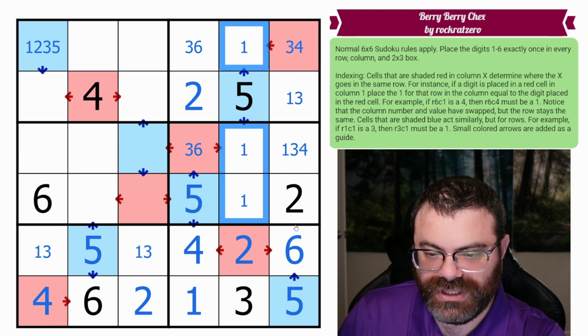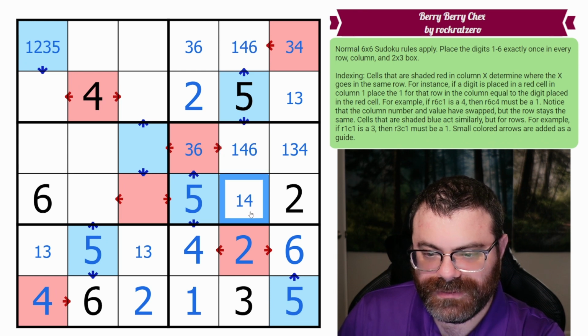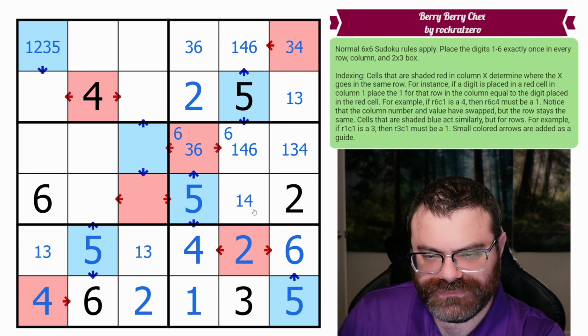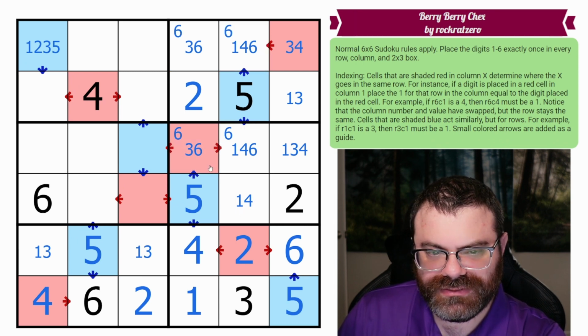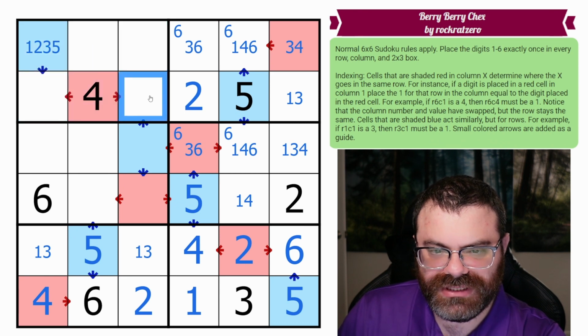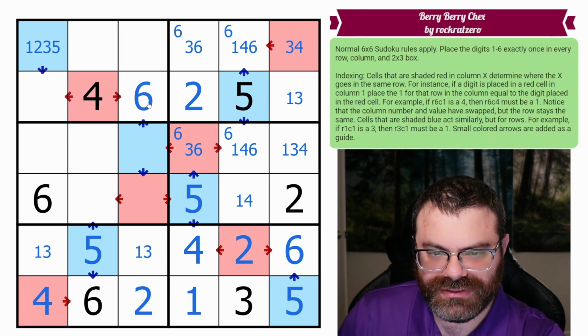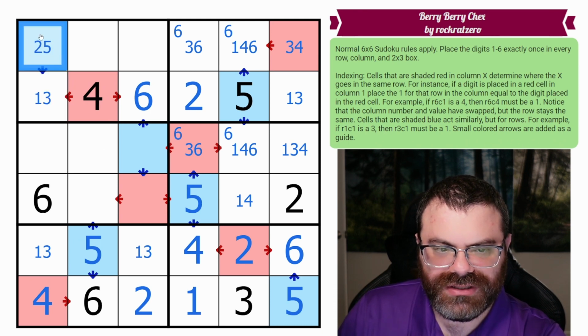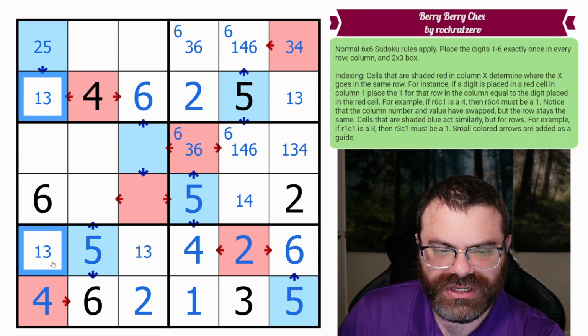This column needs a 1, a 4, and a 6. Okay, 6 in this box is here. 6 in this box is here. Ah, so 6 in this box is placed. 6 has to go here in this box. This is 1 or 3. That makes a 1-3 pair, so that's not 1 or 3. So this is, oh yeah, that is pointing at 2, 5.